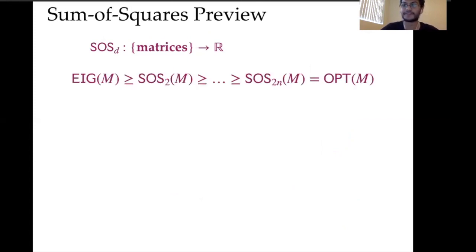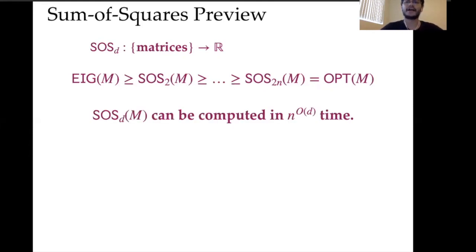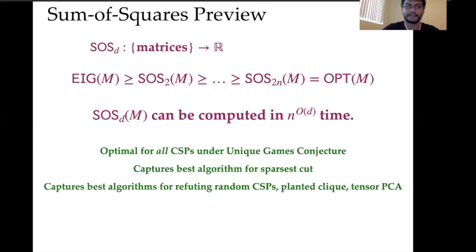And since the sequence of algorithms is increasingly powerful, first of all, every level of the sum of squares hierarchy certifies a better upper bound than the spectral algorithm. And as you increase this D parameter, your upper bound gets better and better. And actually, when it finally hits 2n, it solves the problem of computing opt exactly. And one thing that I should mention is that SOS_D of M can be computed in n to the order D time. So in particular, if D is a constant, you can compute this number SOS_D of M in polynomial time.